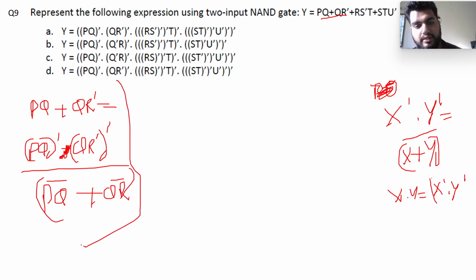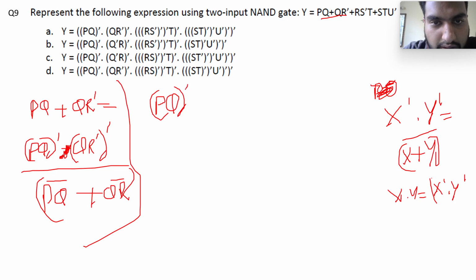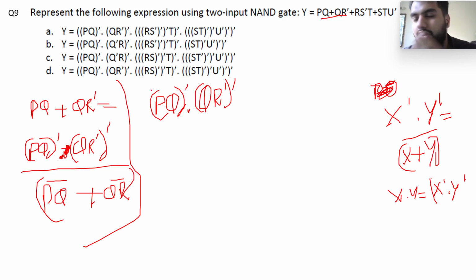So using these things we can get the final expression as PQ complement, and we have only a two input AND gate available, and then we have OR with QR complement, so it's ANDed here, and we have two input available only, so this thing will be again given to a NAND gate.